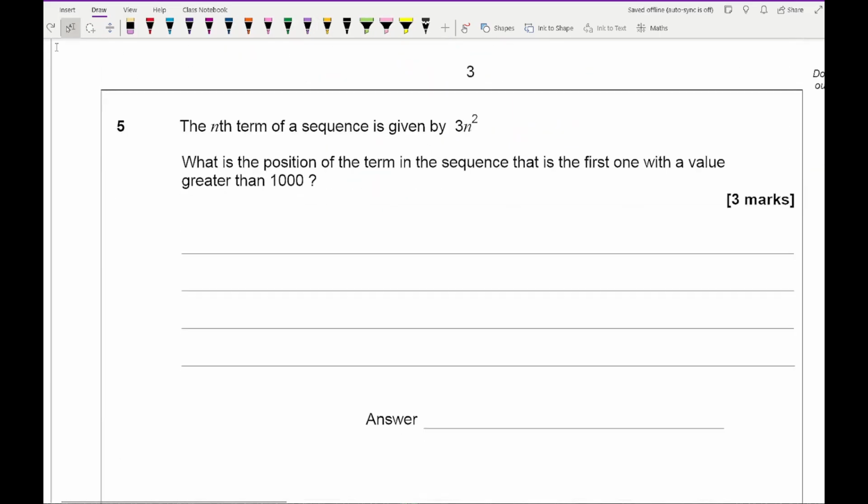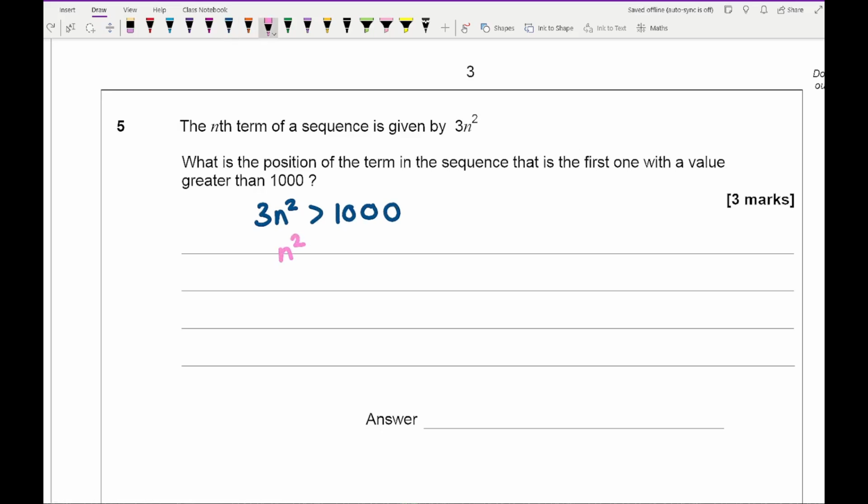Moving on to question 5, it says the nth term of a sequence is given by 3n squared. What is the position of the term in the sequence that is the first one with a value greater than 1000? So for this, what we need to do is first of all do 3n squared is greater than 1000, and find the position, which is what the question is asking me. So I need to solve this inequality.